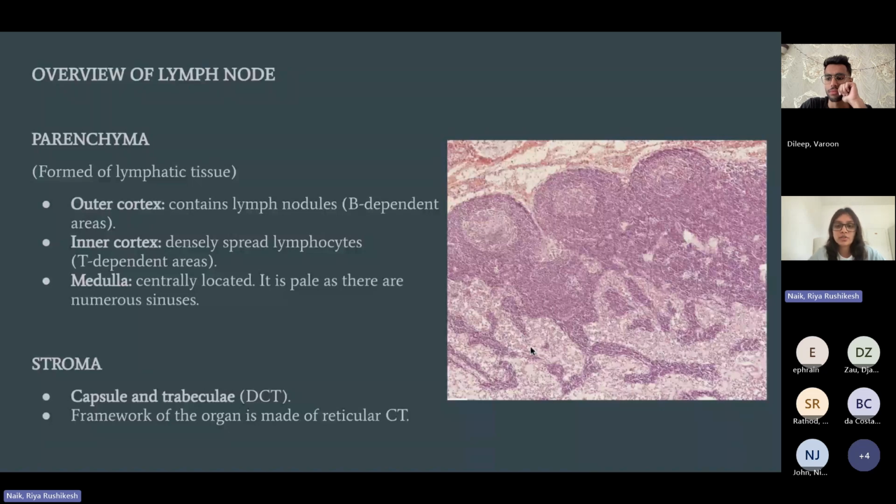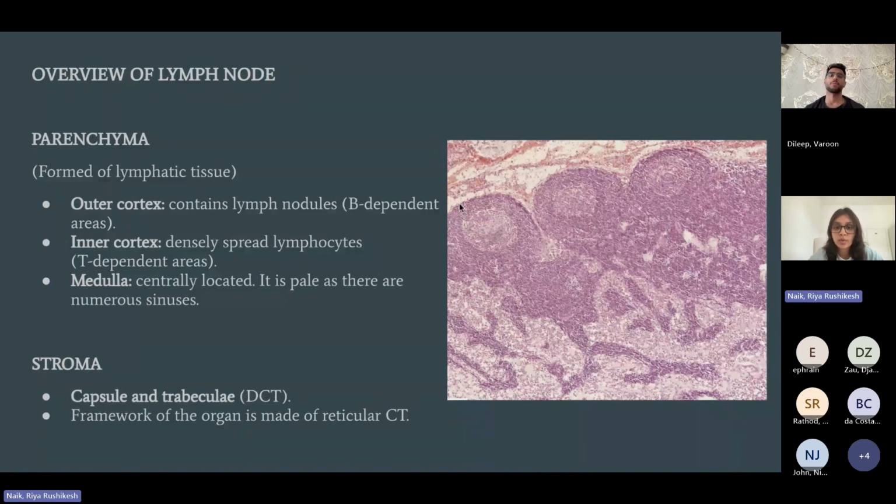The key feature about the outer cortex and the inner cortex is that the outer cortex is a B dependent area, which means that the outer cortex mainly only has B lymphocytes, whereas the inner cortex mainly has T lymphocytes. So that is a major difference between the outer cortex and the inner cortex.